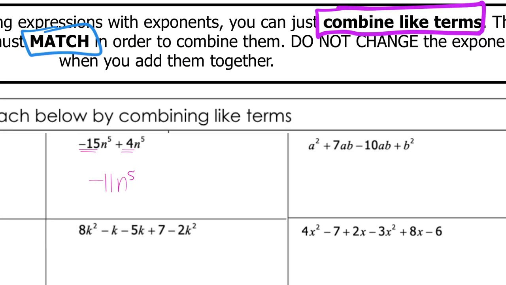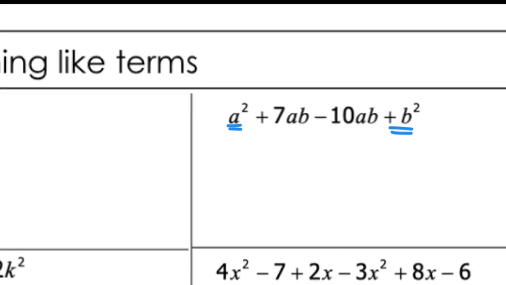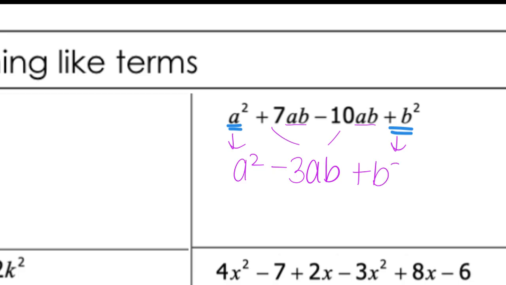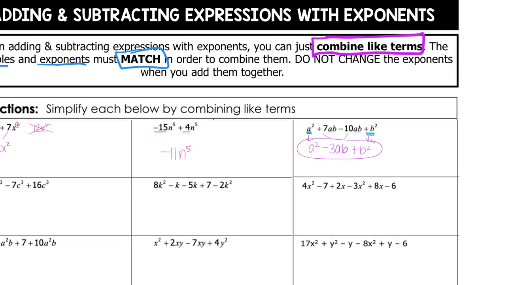When you have multiple pieces, you have to just look for terms that kind of go together. So for example, the a squared, I don't see any other a squared in there, and I don't see any other b squared. The only thing that looks similar are these. This has an ab and this has an ab. So we can join those together. Just do 7 minus 10. That gives us negative 3. So that would be negative 3ab, and then you can just drop these other pieces. So that would be the final answer there.